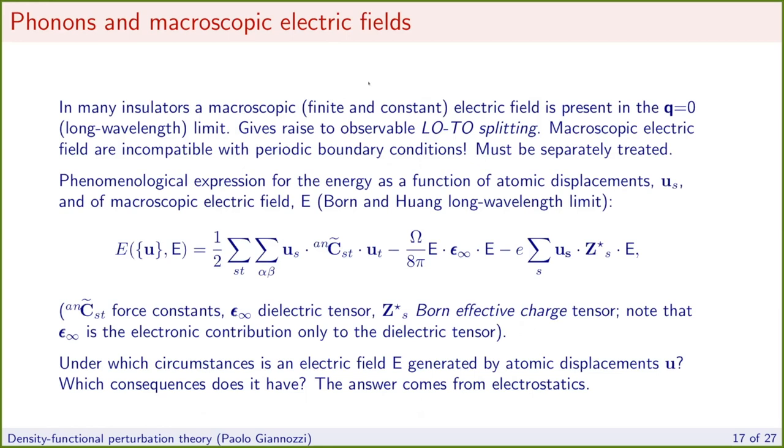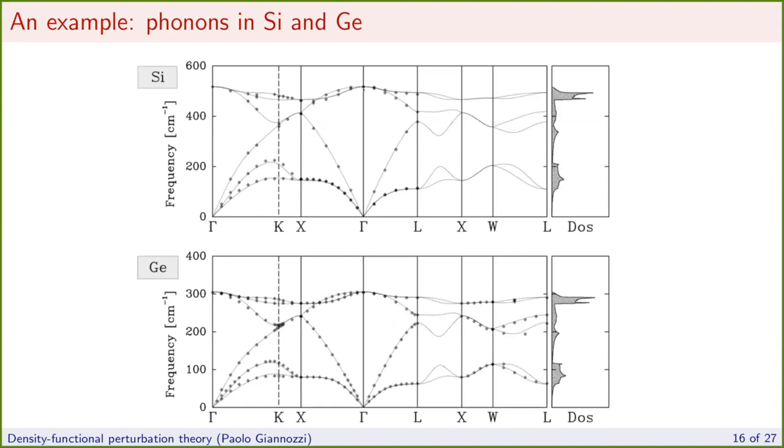So if you go from silicon to gallium arsenide, for instance, which is polar, so it has some charge that is present on each atom, what happens is that in the limit of a vanishing wave vector, you observe a splitting between, in this case, two transverse modes, in which the pattern of displacement is orthogonal to the direction of the wave vector, and a longitudinal mode that has a higher frequency.